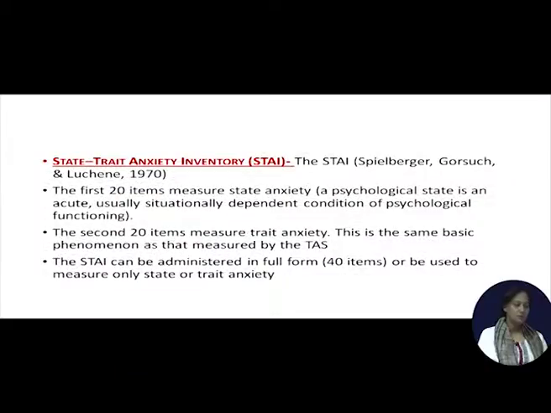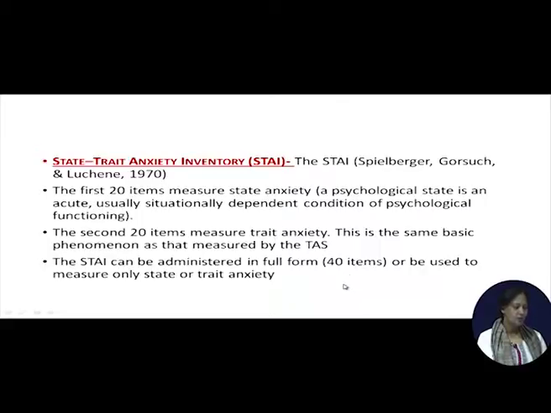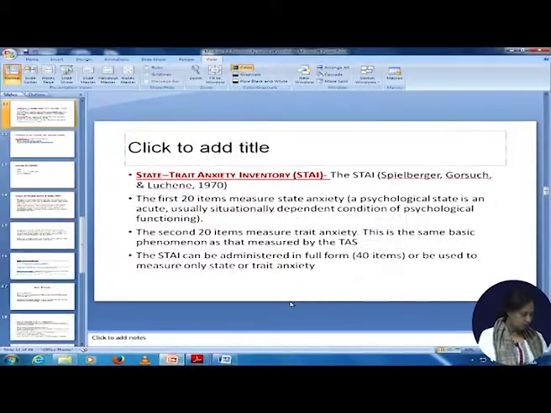So, we have 2 scales, one is the state scale and the trait scale, and both the scales have 20 items each. The trait scale differs in the instruction, where it talks about how the individual is generally feeling, and in the state scale it is more like how you are feeling now. The STAI can be administered in a full form of 40 items or be used to measure either state anxiety or trait anxiety. I will just show you the STAI before we move on to the other scales.